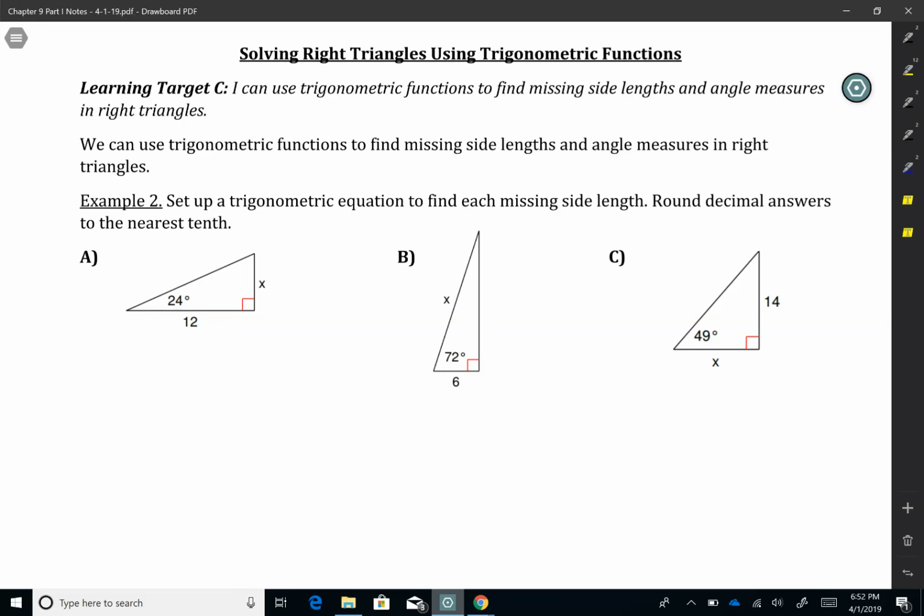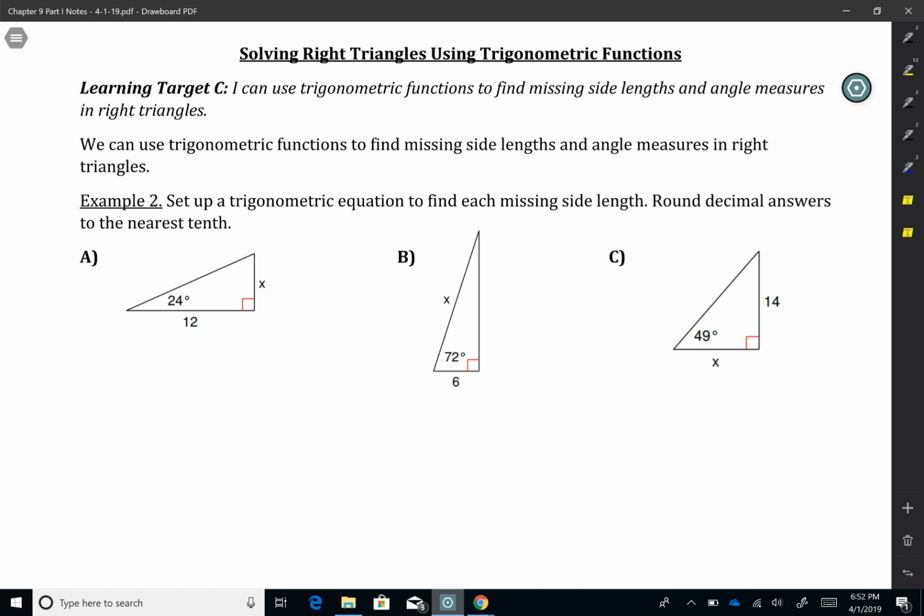Hey guys, welcome to our second video of your lesson tonight. We are going to do learning target C, which is solving right triangles using trigonometric functions. So we're going to be able to find missing side lengths and angle measures using trig functions.